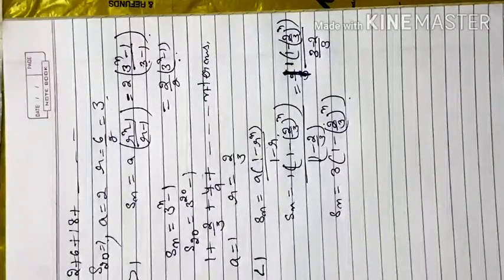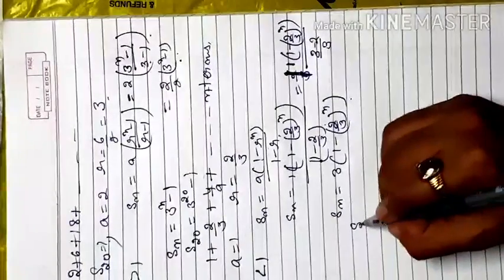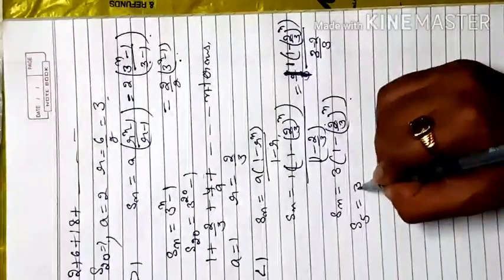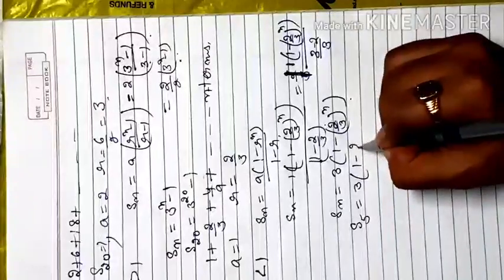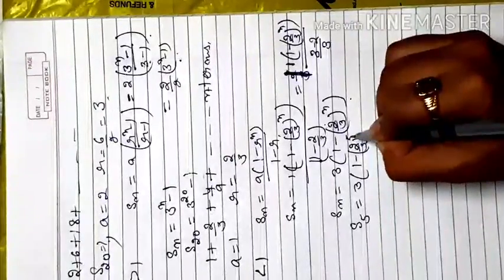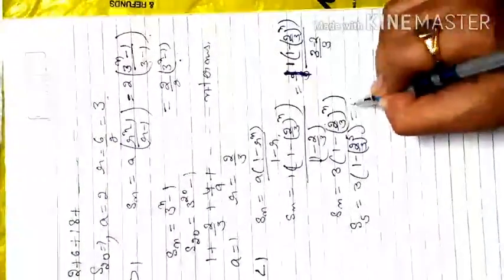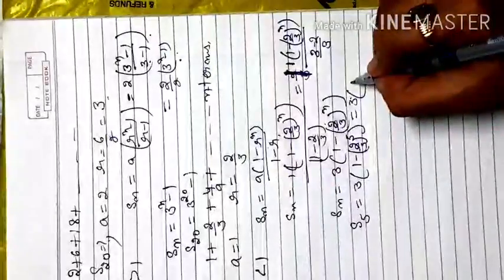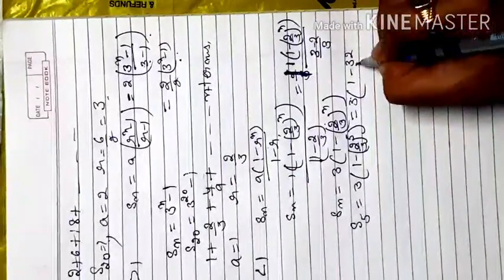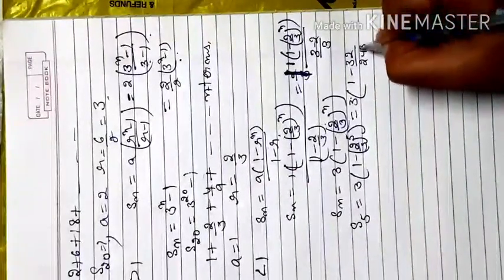But if you have to find the sum of 5 terms, just replace n with 5. So that is 3 into 1 minus 2 by 3 raised to power 5. Now you have to solve. 2 raised to power 5 is 32, and 3 raised to power 5 is 243.